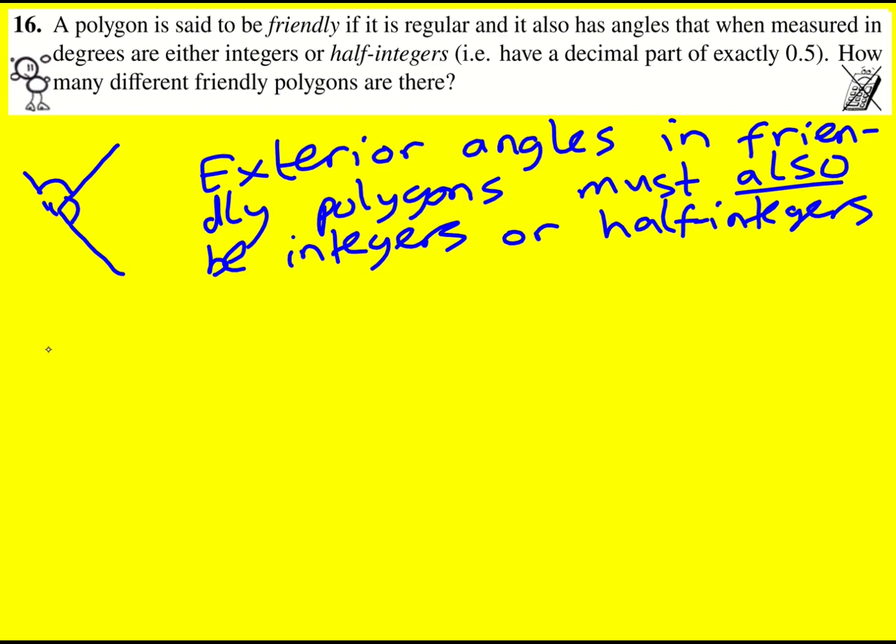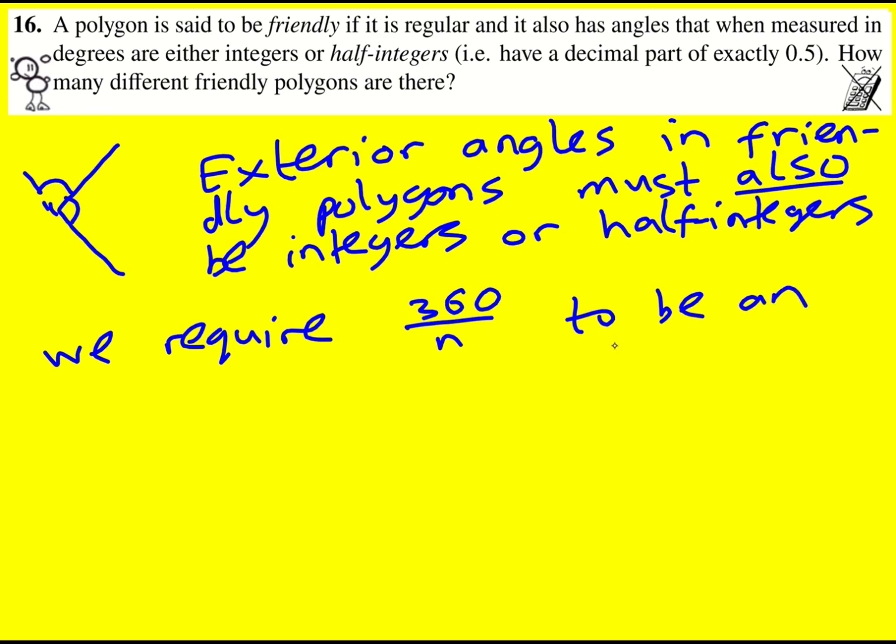Okay, and therefore we require, remember, the sum of exterior angles is always 360. So we require 360 divided by n to be an integer or half integer. Look, I'm showing more explanation here than you'd need to in the real thing, but I'm just trying to make it clear. So obviously I'm taking a bit longer.